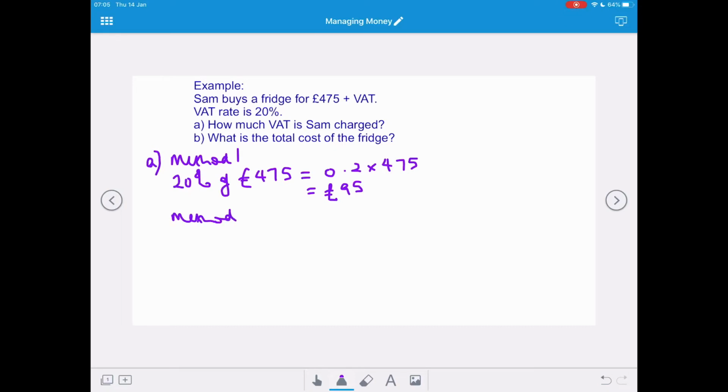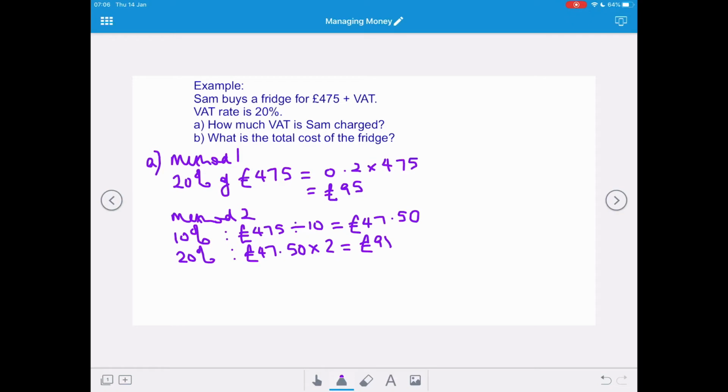Our second method was to find 20% by calculating 10% and then doubling it. So 10% will be the £475 cost divided by 10, and that gives us £47.50. Remember that money has 2 decimal places if you're using a calculator. 20% will be double £47.50, so we multiply that by 2 and get £95 as we did with using method 1. Our third method was remembering that 20% as a fraction simplified was 1/5, and so we're going to divide £475 by 5 because we divide by the bottom and multiply by the top, and if we divide 475 by 5 we get £95, which is our VAT that Sam is charged on this fridge.